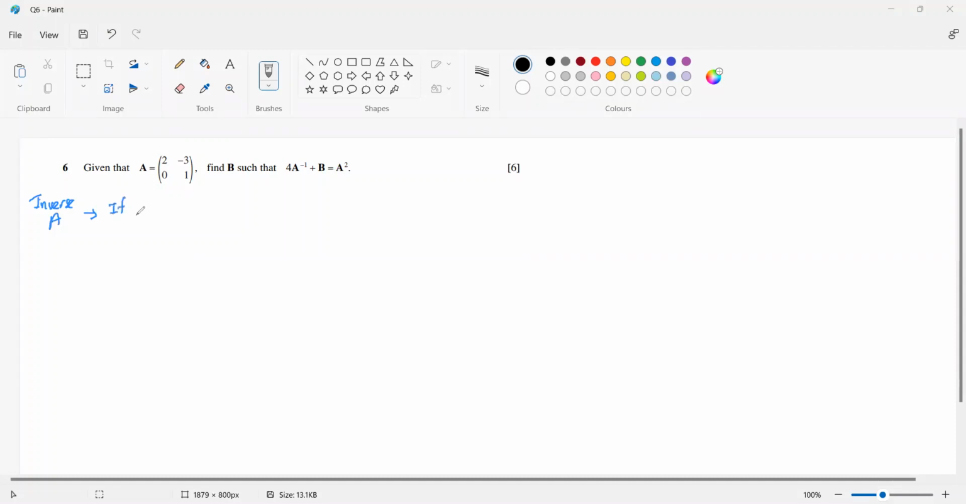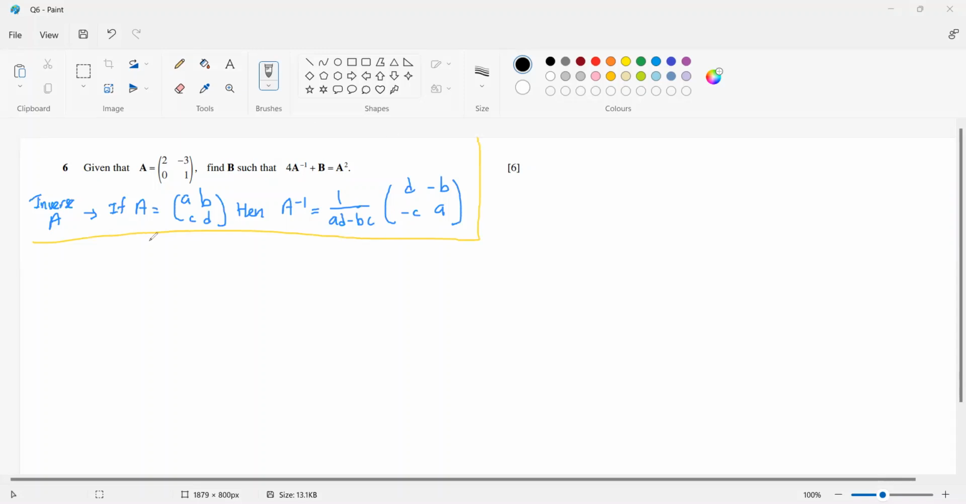If A equals a, b, c, d, then A inverse for a 2 by 2 square matrix would be 1 over ad minus bc. Then just switch the d and a, and put a negative on the b and c. So this is the formula that they want you all to use for this part.